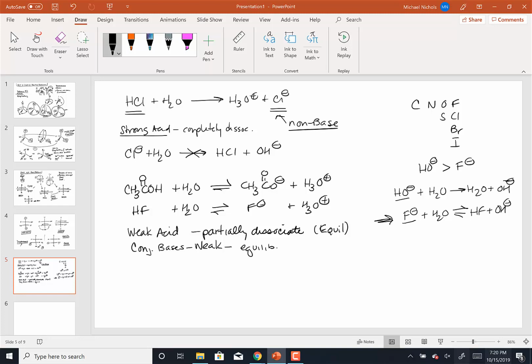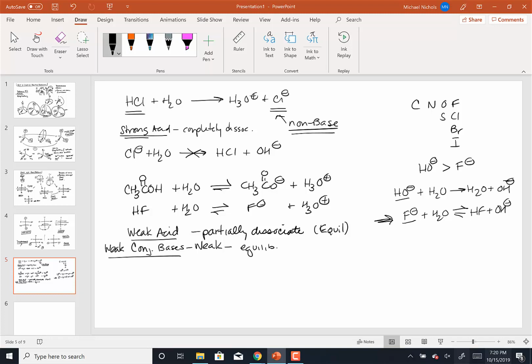So in my acid-base world, which is probably unique, but it's a little more descriptive, strong acids have non-bases as their conjugates, and weak acids have weak conjugate bases. So the opposite of strong is non, and the opposite of weak is weak. It goes against the English language, but it really describes what's going on. So strong, completely dissociating; weak, equilibrium.